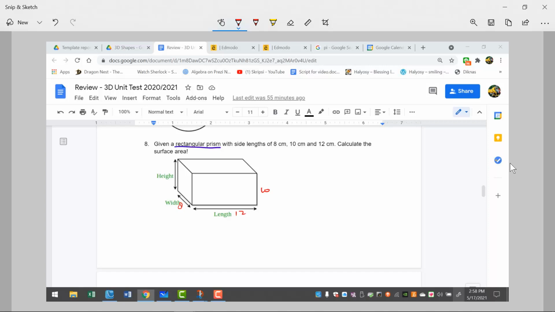And we know that the surface area of a cuboid is just 2 multiplied by 8 times 12, and then 8 times 10, and then the last one is 10 times 12. Right? So if we write this down as a formula, it's 2 times length times width plus length times height plus width times height, right? So basically it's pairing 8 and 12, and then 8 and 10, and 12 and 10, right? So it's easy as that.